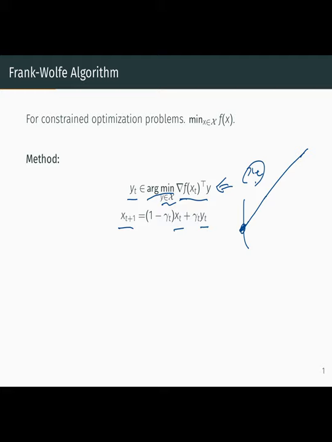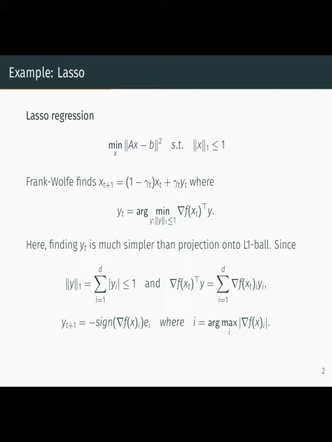So why is this useful? Let's consider a very simple example, the lasso regression case. We define a convex objective function, the mean squared error, or L2 norm error. We want to find x that minimizes the squared norm of Ax minus b. This is definitely a convex optimization problem, and we want to find its solution under the condition that the L1 norm of x is bounded by 1.